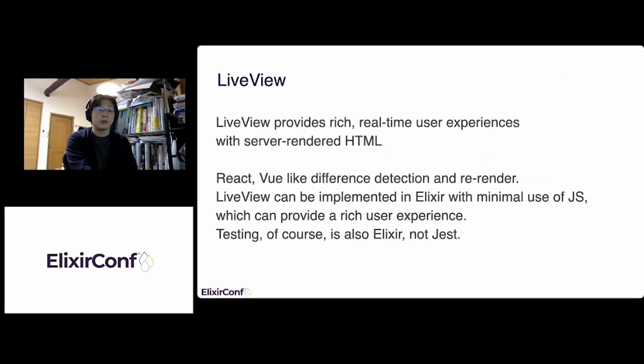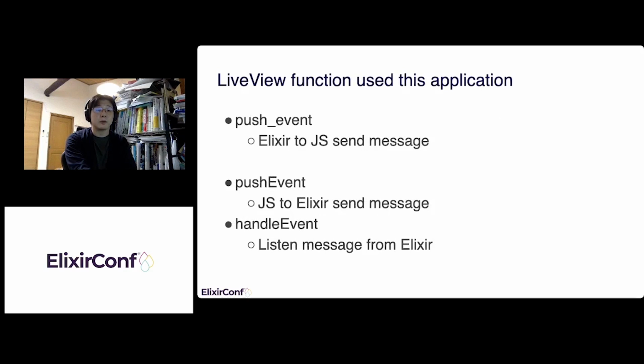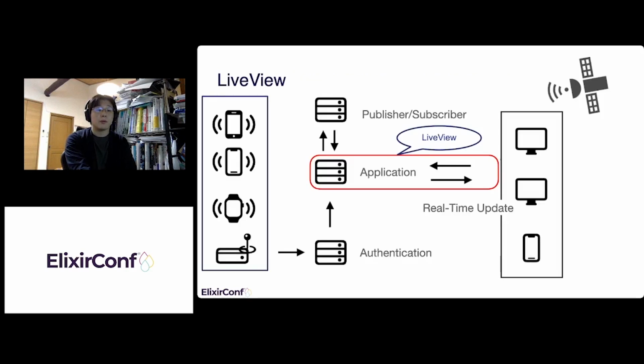LiveView provides a rich real-time user experience with server-rendered HTML. Also, LiveView has a React-like experience with change detection for rendering. LiveView can be implemented in Elixir with minimal use of JavaScript, which can provide a rich user experience. Testing, of course, is also in Elixir, not JavaScript. The LiveView functions used in this application are push_event, push_event and handle_event. LiveView is used here.